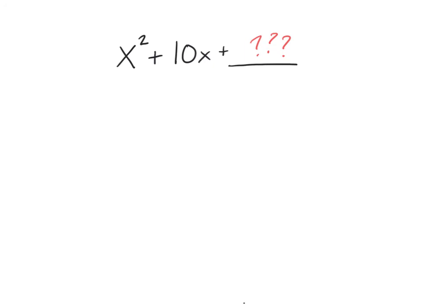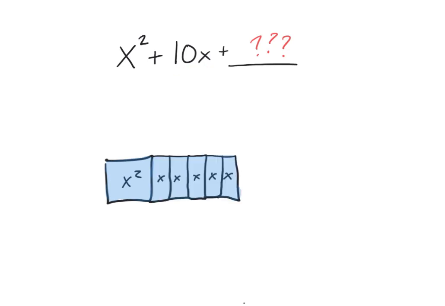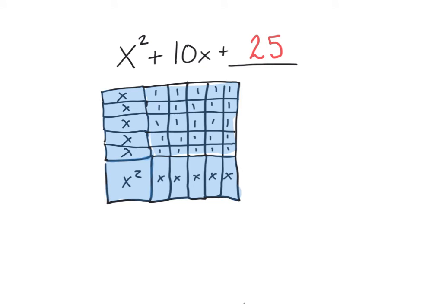All right, so let's go over how to do this and draw it out. First, I'm going to start with my x squared in the bottom left corner. Then I'm going to take these 10 x's and split them in half, 5 over here on the right and 5 over here above the x squared. Then, looking at what empty space I have, I see that I need to fill that in with 25 units. So to make this a perfect square, I need to add 25. Let's try another one like that.